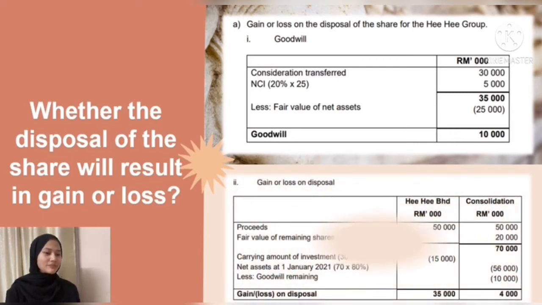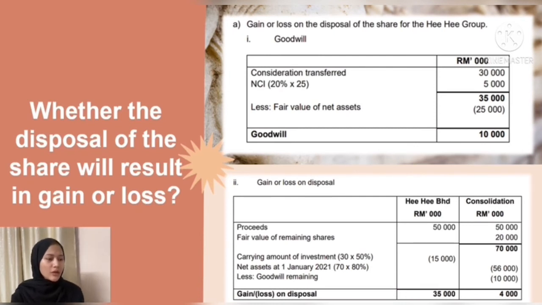Let's find out. Okay, for the gain or loss on the disposal of the share for Hihi Group Berhad, first we are going to calculate for Hihi Berhad on this side, in the first column, which is proceeds 50 million, minus carrying amount of investment, which is 30 million times 50%, which equals 15 million. So for Hihi Berhad, we get a gain, which is 35 million.